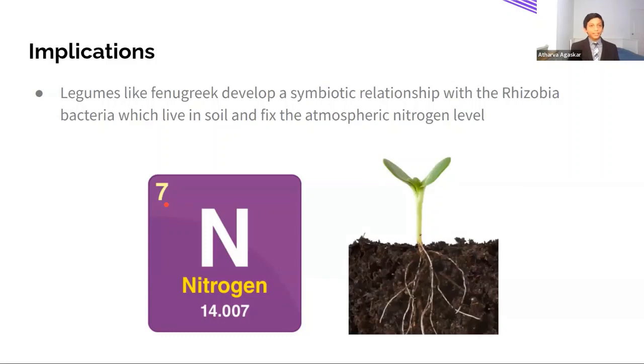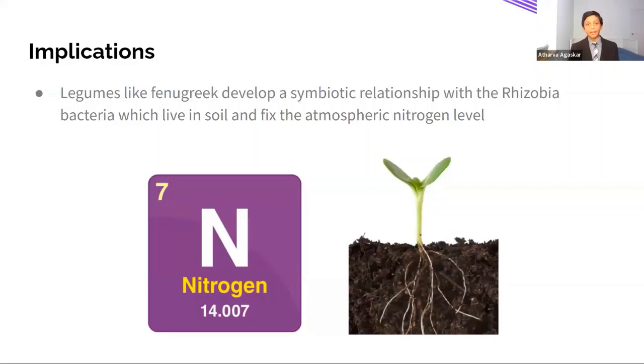The implications of my study are that legumes like fenugreek develop a symbiotic relationship with the rhizobia bacteria, which live in the soil and help fix the atmospheric nitrogen levels. The rhizobia bacteria basically make nodules on the roots of the plants, and these nodules will fix the atmospheric nitrogen levels. They will strengthen the plant root and even increase plant growth.